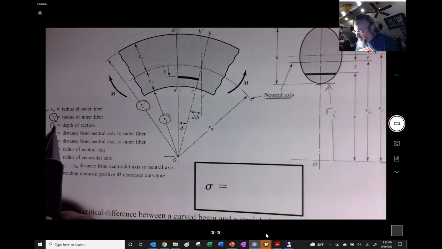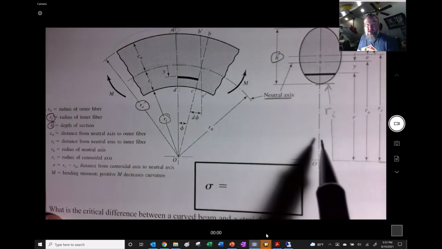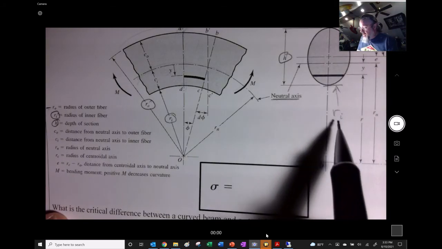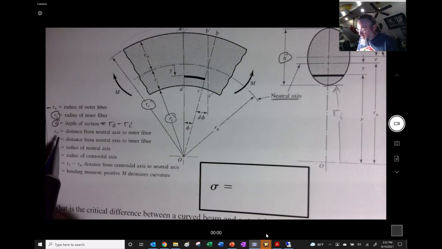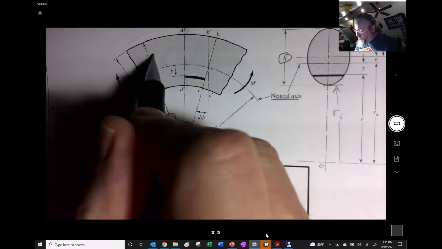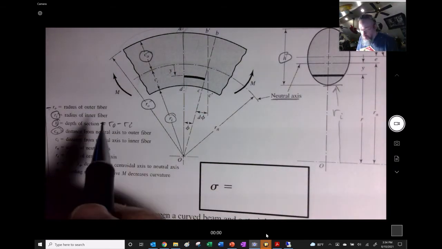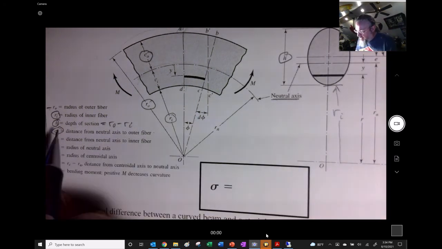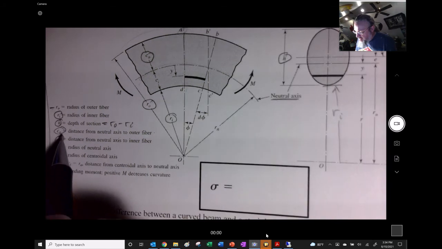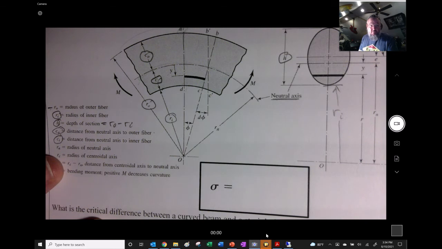Now we're going to have the height of the section. Right, so we could actually just calculate the height of the section. That's really the difference between RO and RI. All right, so that would just be equal to RO minus RI. We're going to have this distance from the neutral axis to the outside fiber. Now, that's something where we're going to have to know where that neutral axis is pretty soon, right? But we'll get to that. And then we have the distance from the neutral axis to the inside right there. That's something we're going to know.